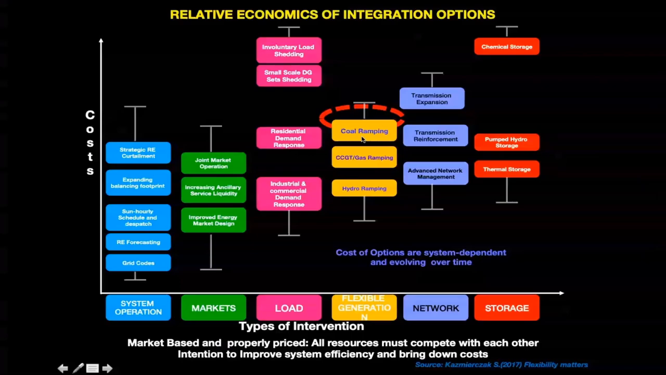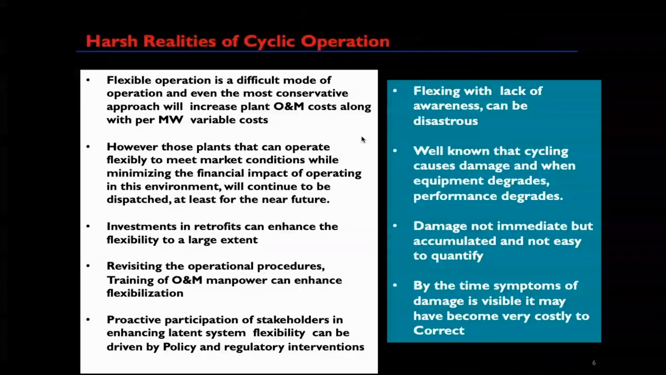Now, before you understand the flexibility operation, why we did these studies, you need to understand some harsh realities of cyclic operation. There's no doubt about it that flexible operation is a difficult mode of operation. And even the most conservative approach will increase the O&M variable cost. It may be that some operator, if they operate it in a bad way, they'll multiply those numbers, the O&M cost.